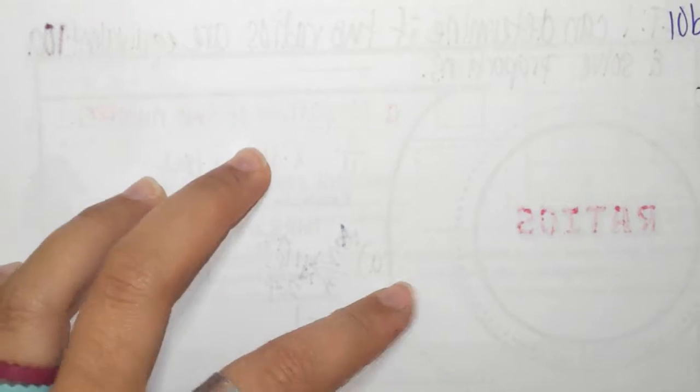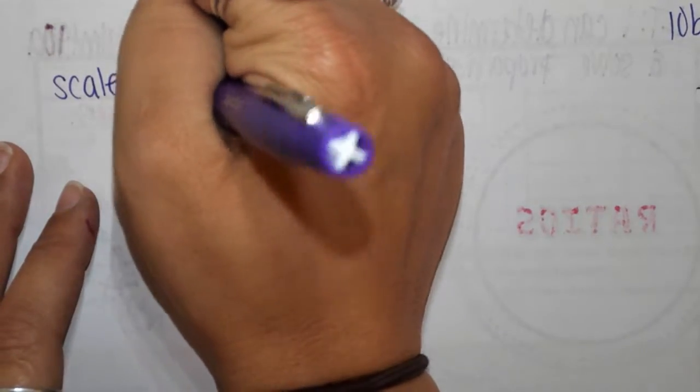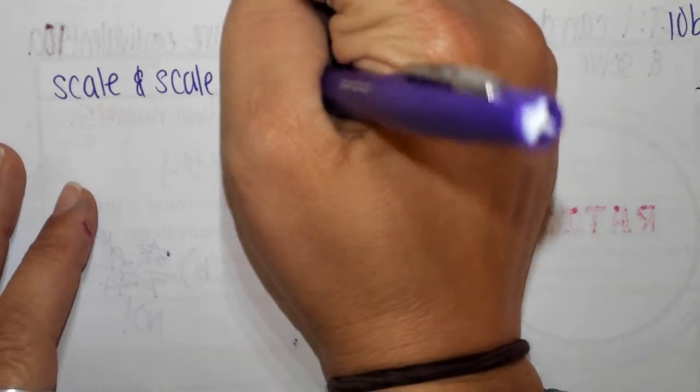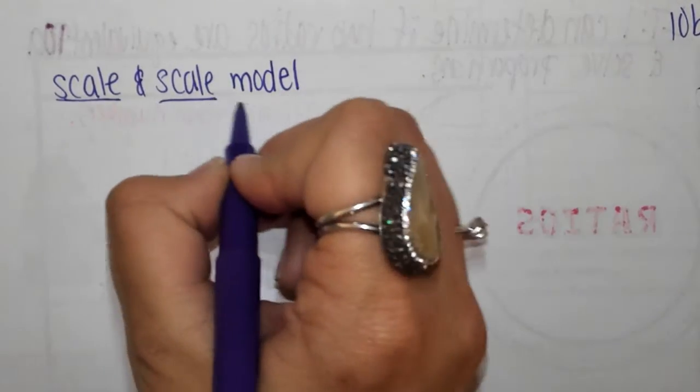So there is something where you use ratios in the real world, and it's called a scale and a scale model. Do you guys know what that is? Scale would be the actual size. And then a scale model would be a scaled down size. It's like a map where 1 inch equals a certain amount of miles.